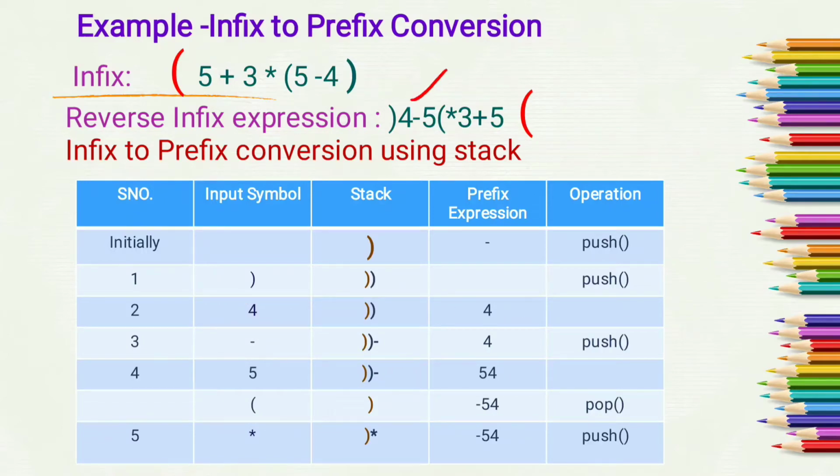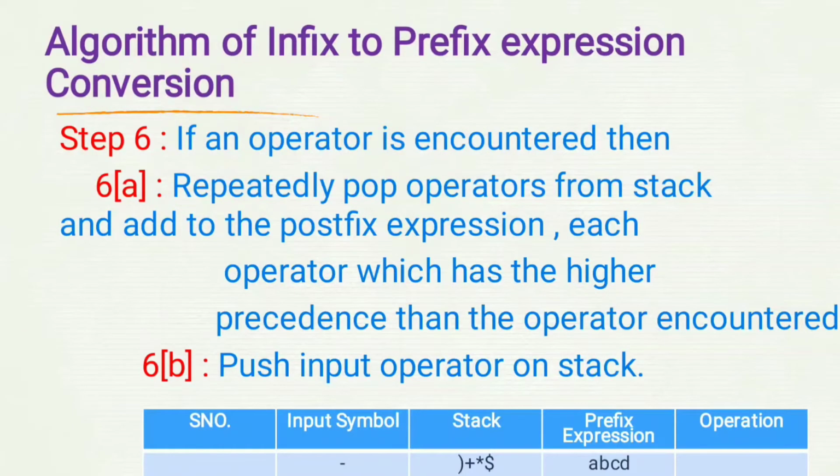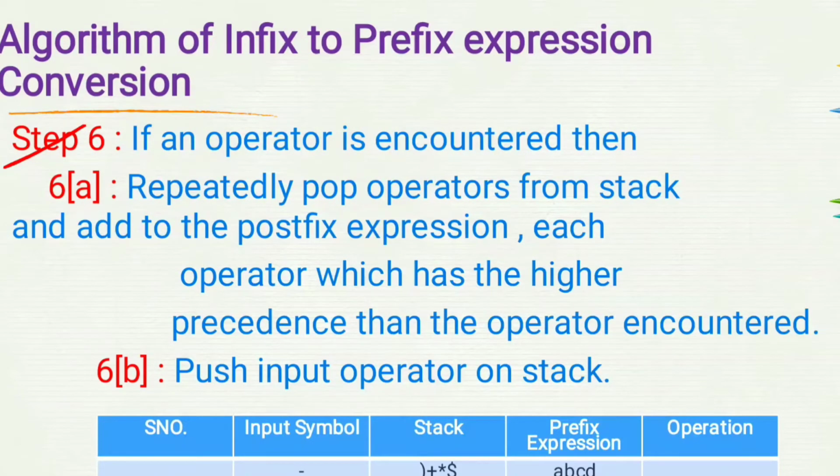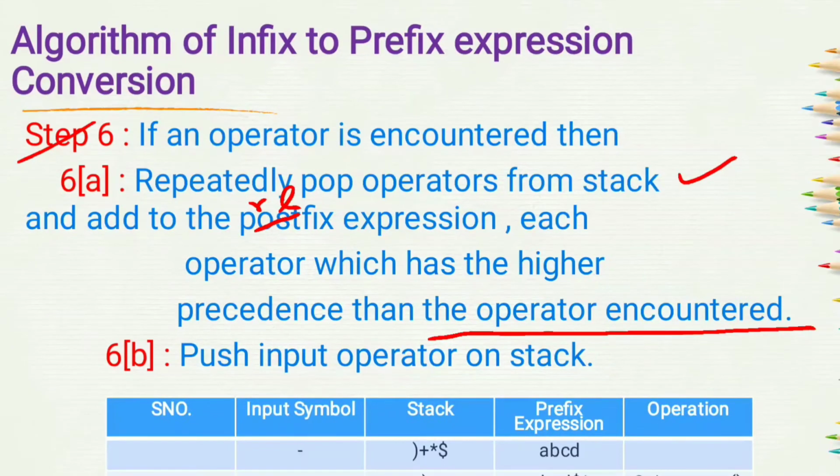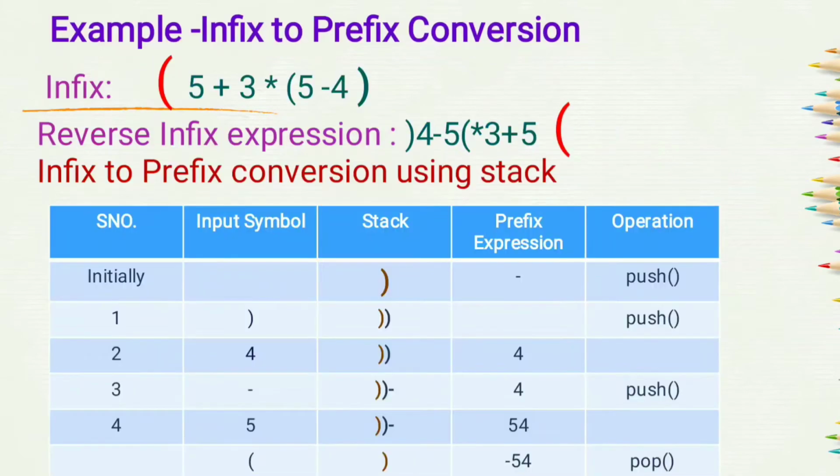Now the next input symbol is an operator, which is minus. Step 6 is if an operator is encountered as an input symbol, then repeatedly pop operators from the stack and add to the prefix expression each operator which has higher precedence than the operator encountered. And step B is push the input operator on the stack. What it means is, here we get minus, which is an operator, and the top of the stack is a closing bracket.